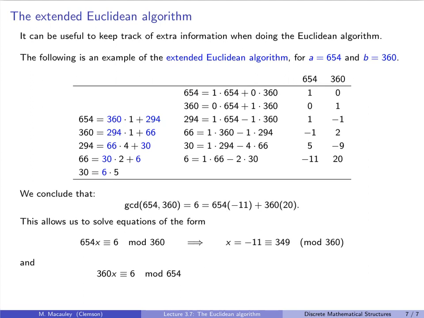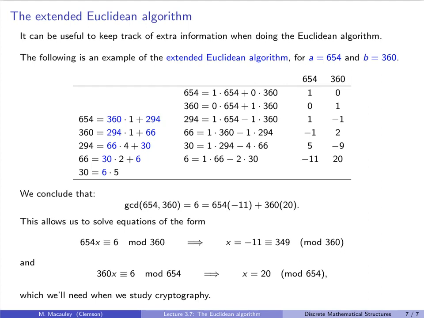So we can also solve 360x is equivalent to 6 mod 654. Let's see how to do that. Given this equation, what happens if we divide 654 into both sides and take the remainder? Well, this term goes away because this is a multiple of 654, and we're left with 6 as the same remainder, mod 654, as 360 times 20. So 20 is the x that we seek right here. 360 times 20 is equivalent to 6 mod 654.